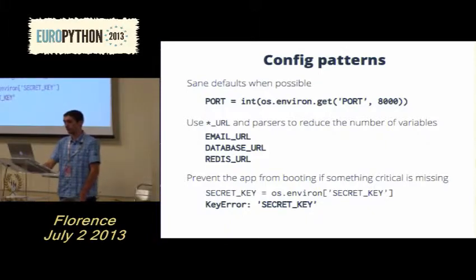And if you want to reduce the number of variables to expose, you can compact stuff into URL variables. Like the email in Django is like 5 or 6 different settings, but you can compact that into a smaller URL. And you can also prevent the app from even serving any request if something critical is missing. Like on an empty secret key, then you just don't want your app to start.